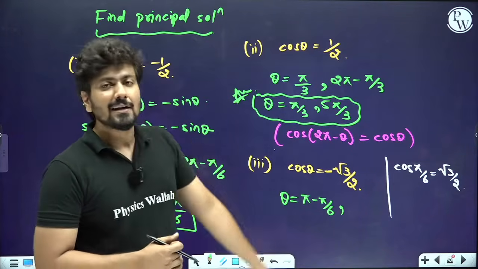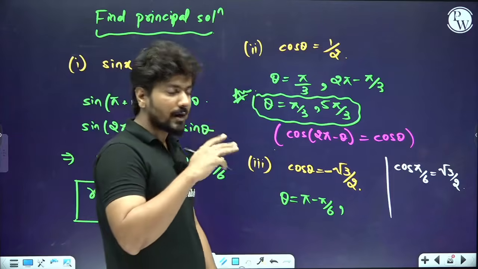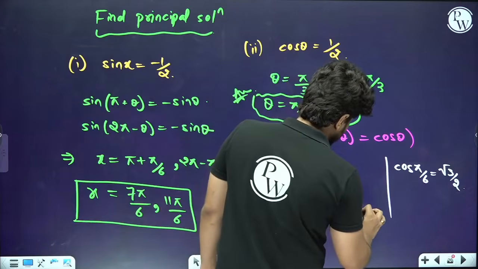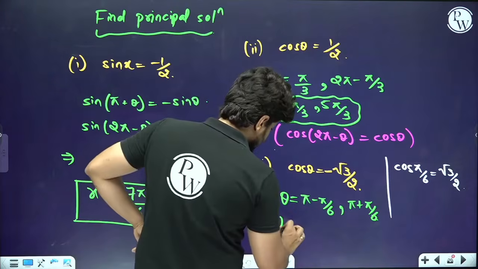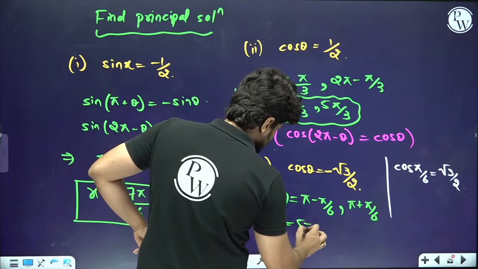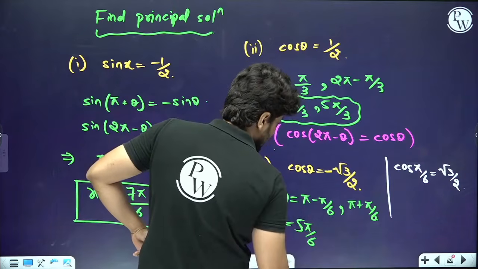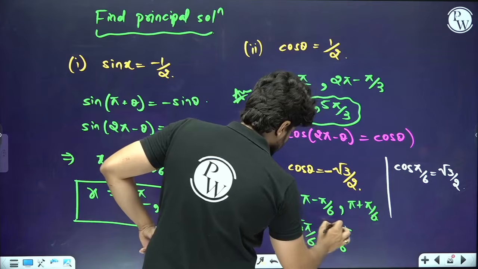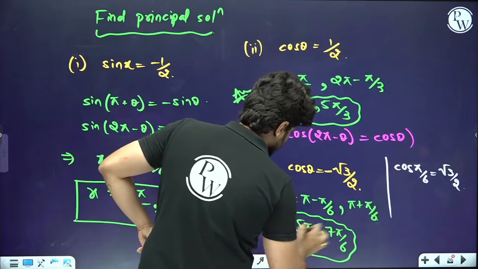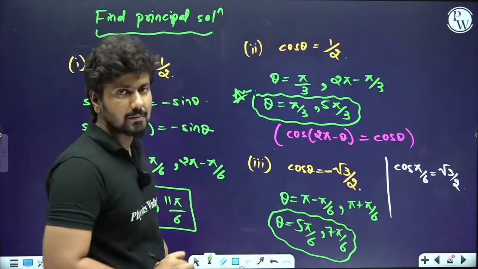So this is one of the angles, and another angle in the third quadrant will be pi plus pi by 6. Okay. So we are getting the values of theta as 5 pi by 6 and 7 pi by 6. These are the two values of theta we are getting, 5 pi by 6 and 7 pi by 6.